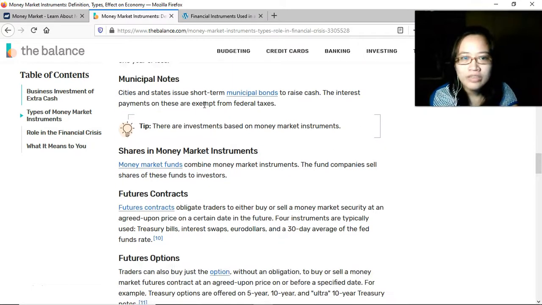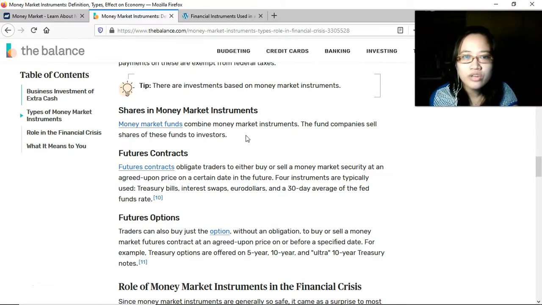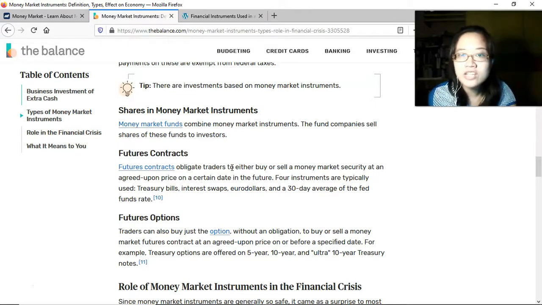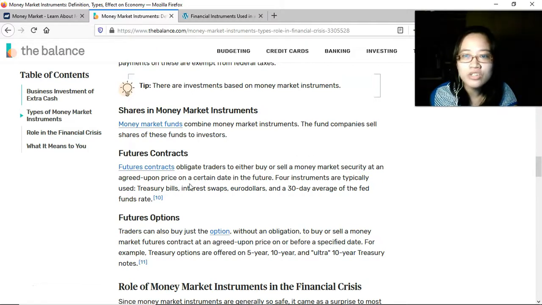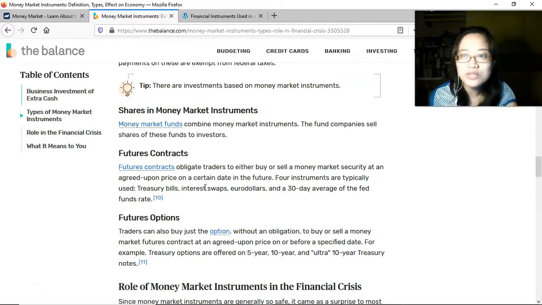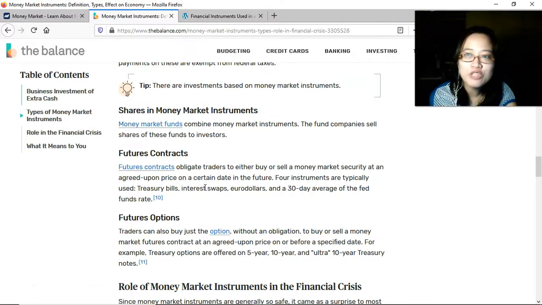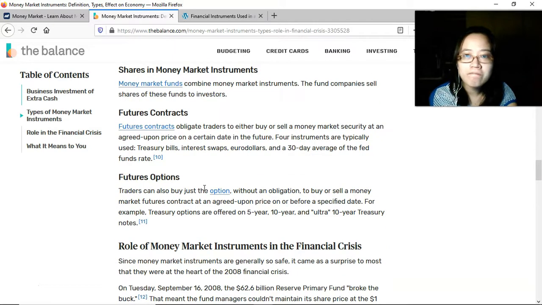Treasury bills pa lang. Shares in money market instruments, so you have your futures contracts, futures options. Itong futures contracts obligate traders to either buy or sell a money market security at an agreed upon price on a certain date in the future. Kaya siya tinawag na futures contract. Ngayon pa lang nag-usap na kayo, nag-agree na kayo na bibilhin yung isang security or isang bagay. And then you have, for instruments typically used, treasury bills, interest swaps, Eurodollars, and 30-day average of Fed funds rate. Tapos you have futures options naman.